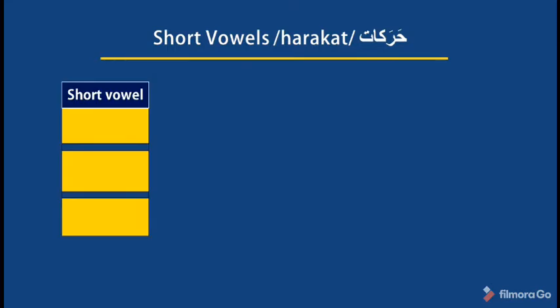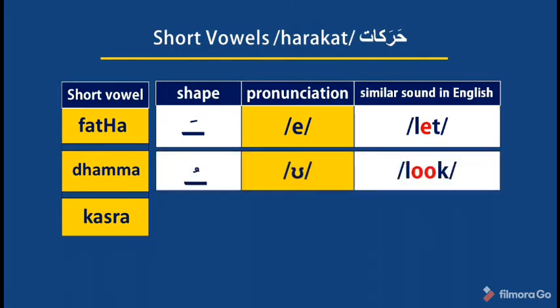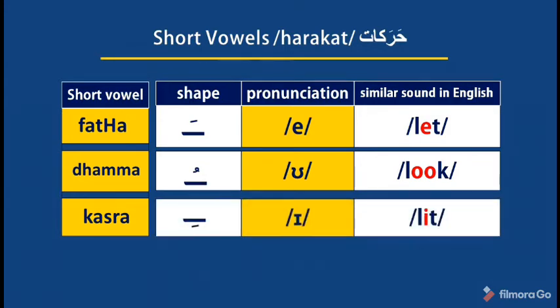The harakat are three. They are fatha, dhamma, and kasra. The fatha is a slanted small line positioned over a letter. The pronunciation of fatha is the same as the pronunciation of the sound e in the word let. The second haraka is dhamma. It looks like a comma positioned over a letter, and the pronunciation of dhamma is the same as that of the sound u in the word look.